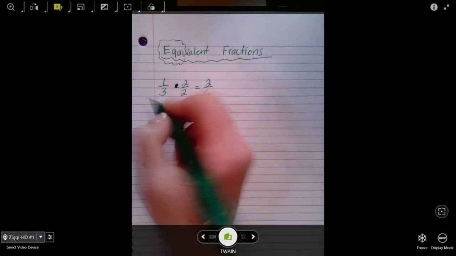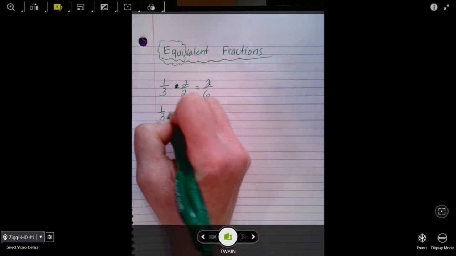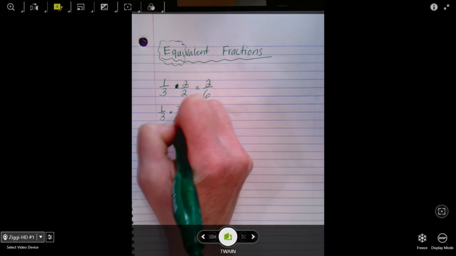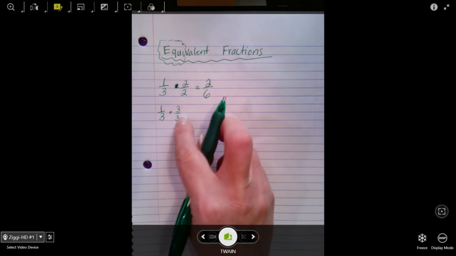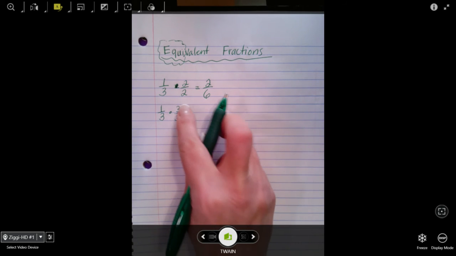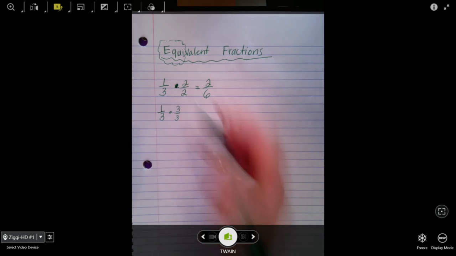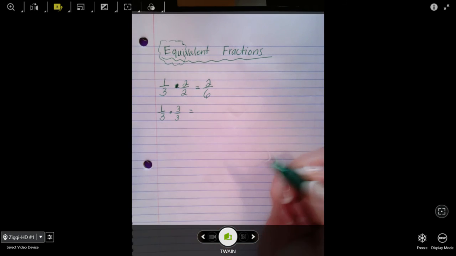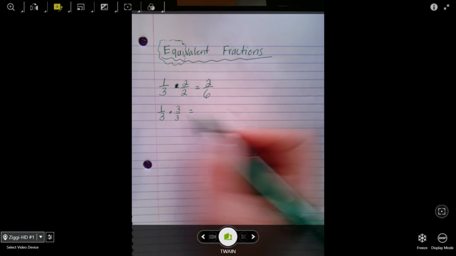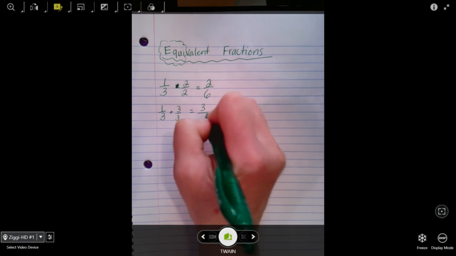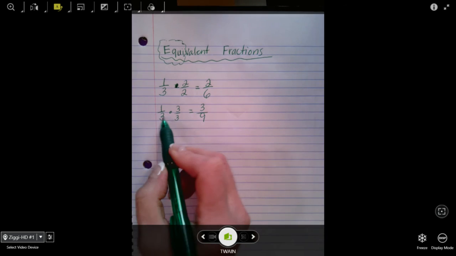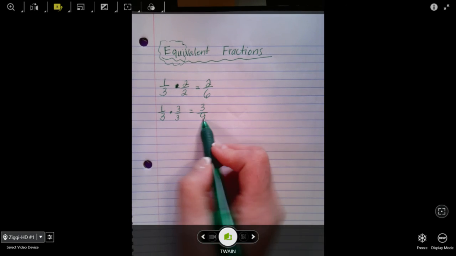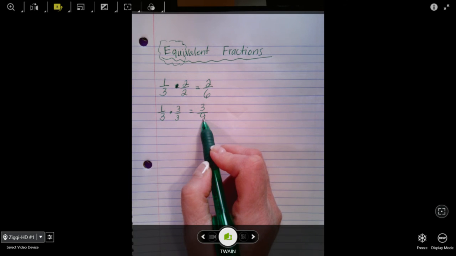I can also do 1/3 times 3/3. Anytime you have the same number over itself, it's the same thing as 1. And I'll show you why in just a second. So 1/3 times 3/3 equals 3/9. So 1/3 is equivalent to 3/9.